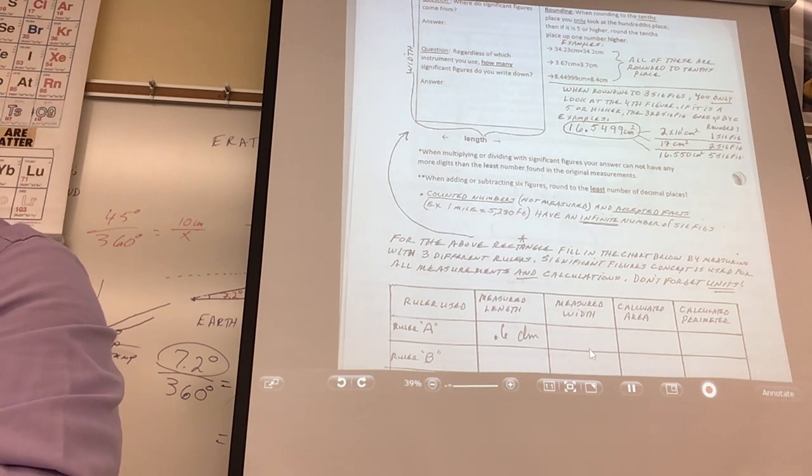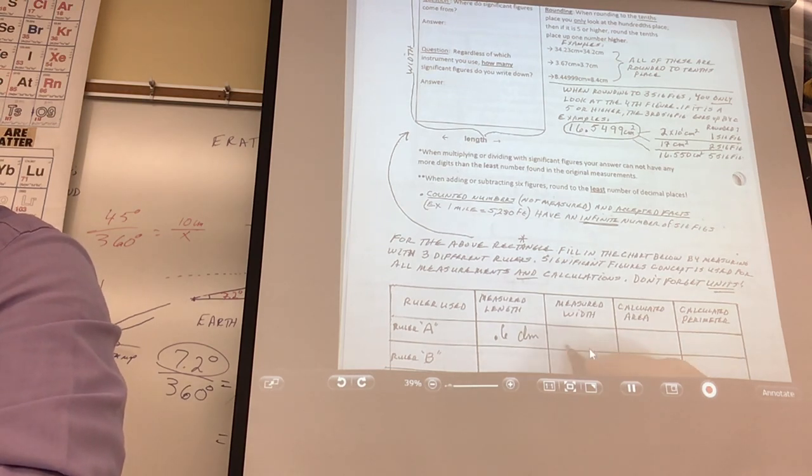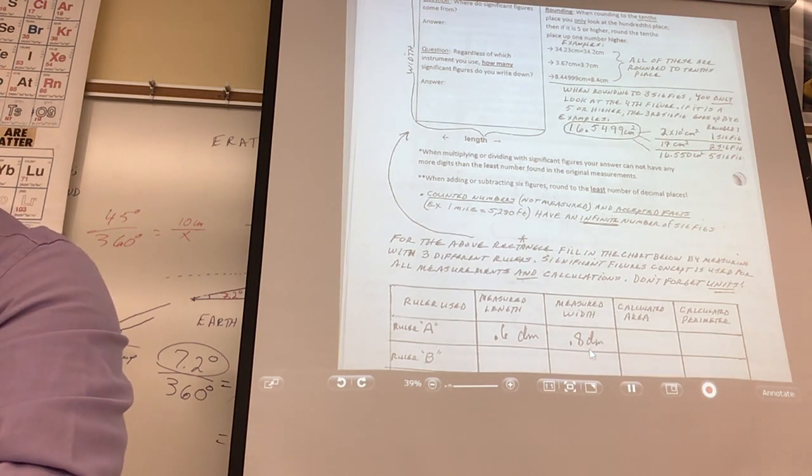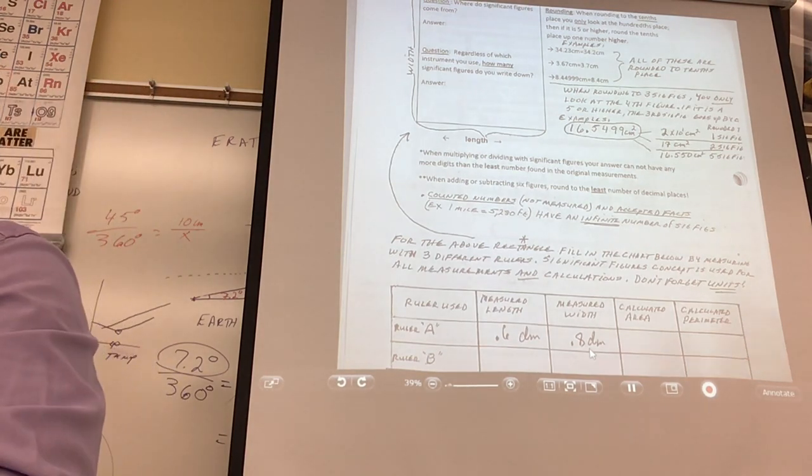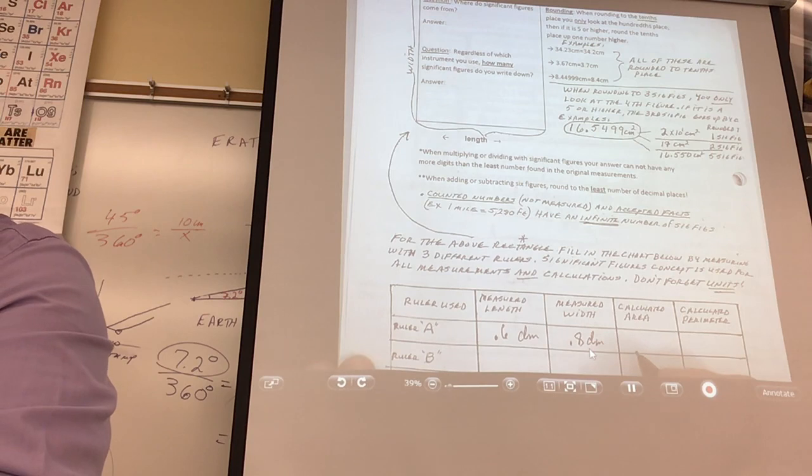I'm okay with that. What do you have for width? For width, I had 0.8 decimeters. 0.8 decimeters? Anybody have something different? What do you have? 0.9? I'm okay with that. You see that? And I know that in both cases it was less than a decimeter, so you had to guess. So I'm all right with that. You get it? Now, what do you have for the area?